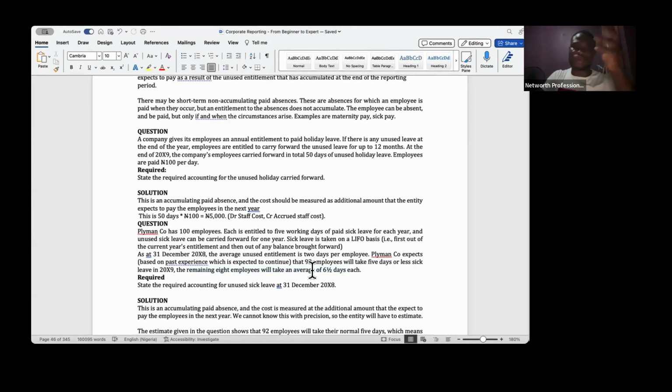I think that will give you 12 days. The examiner will have given you an amount that they pay per day. Just multiply that by 12 days, then you get your amount. That amount is what you put in your staff cost in 2008 and also as your accrued staff cost. And that's that.